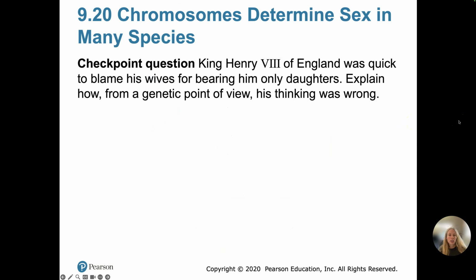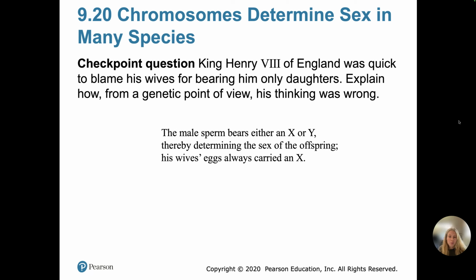So a checkpoint question based on this: King Henry VIII of England was quick to blame his wives for bearing him only daughters. Explain how, from a genetic point of view, his thinking was wrong. So we just finished talking about how it's the male or the sperm from the male that determines the sex of the offspring, because a female can only ever pass on an X chromosome. So based on that, the male sperm bears either an X or the Y, thereby determining the sex of the offspring. Henry VIII's wives' eggs always carried an X, so it was actually his sperm that resulted in him only having daughters. It is the sperm that determines whether an offspring is a male or a female.